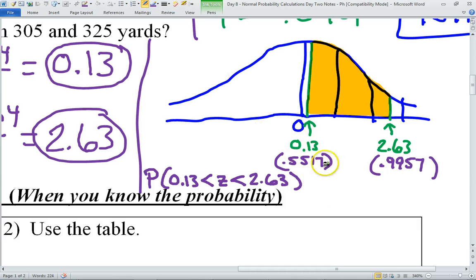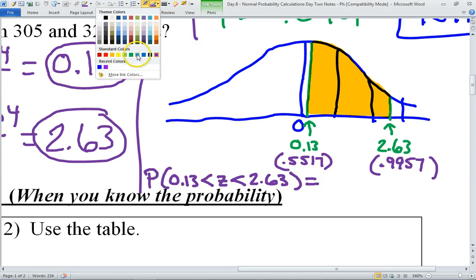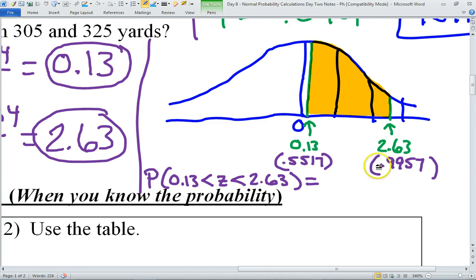Okay? If I want to find the percentage that's between, I feel like I should change colors. Getting a little crowded in here. I've got to do 0.9957 minus 0.5517. Okay? So if you want to find the percentage between two z-scores, take the two numbers off the chart and subtract the bigger one minus the smaller one. So let's put that in the calculator.